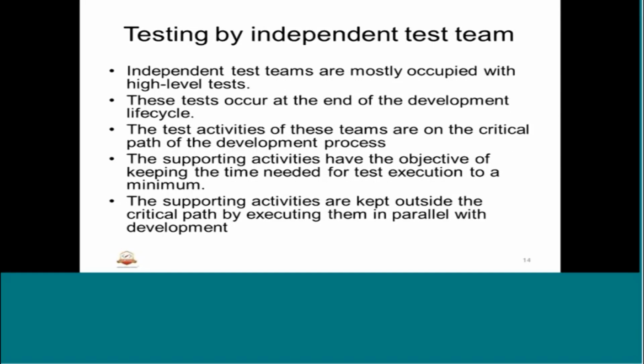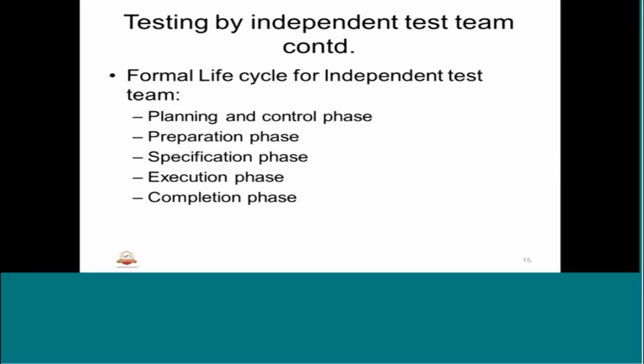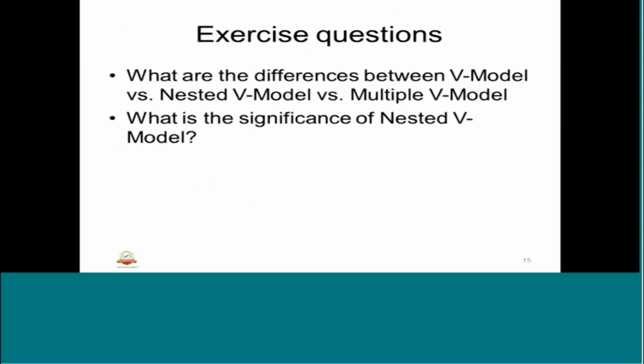Then we went through the slide on testing by an independent team. We know that all the tests are done independently by a separate team driven by them, including the test plan and all the activities. There are 5 stages of formal life cycle for independent testing: planning and control phase, preparation phase, specification phase, execution phase, and completion phase. And we had an exercise on that.